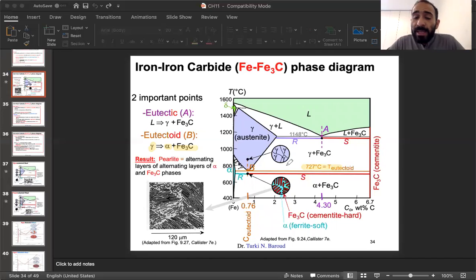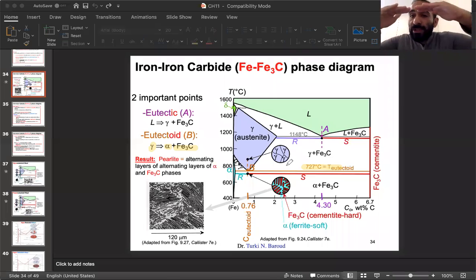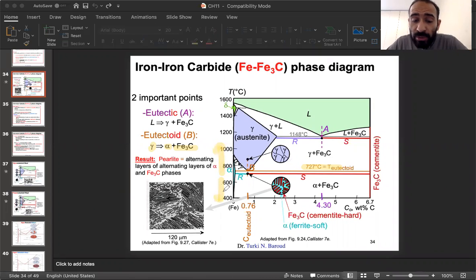Wonderful. Now, let's say you want to change this temperature, you want to play with it, you want to make it higher or lower. One way to do that, if you want to take the eutectoid temperature up or down, is to add alloys. You can add other elements other than carbon, and that will play with the eutectoid temperature.